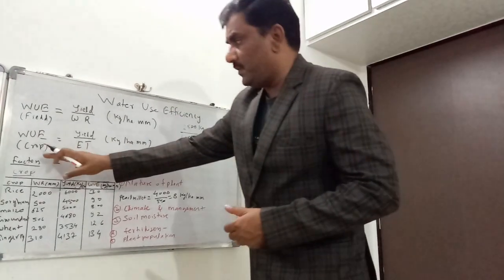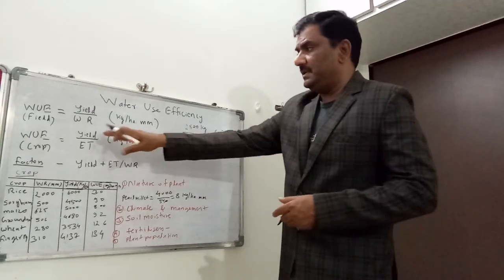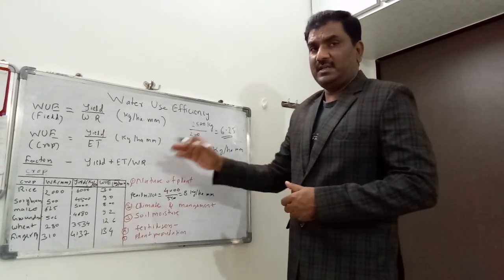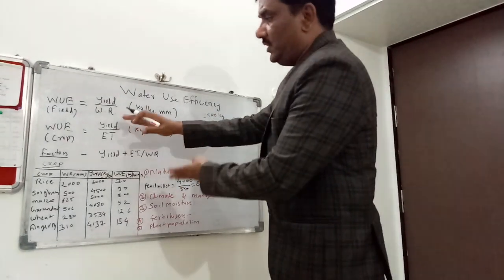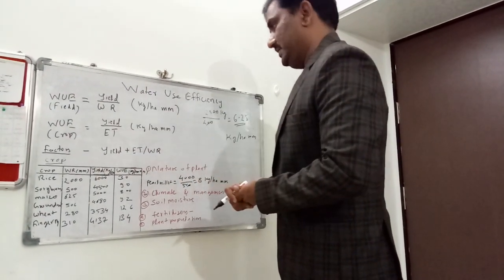Whereas in case of crop water efficiency, we consider marketable yield and water required for evapotranspiration only. So in this case, we consider only evapotranspiration. In the field case, total water is considered.